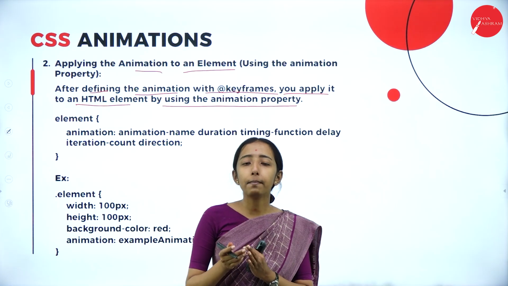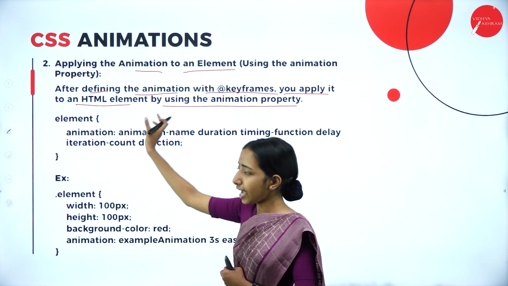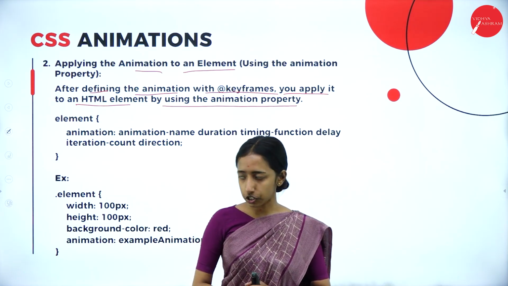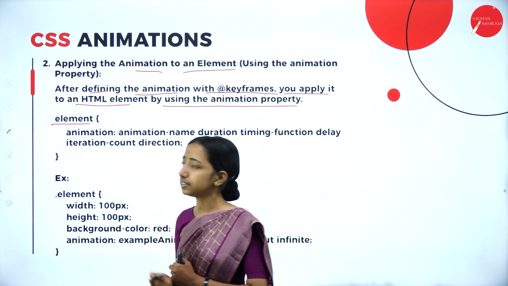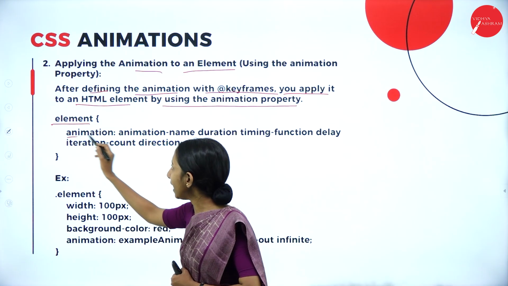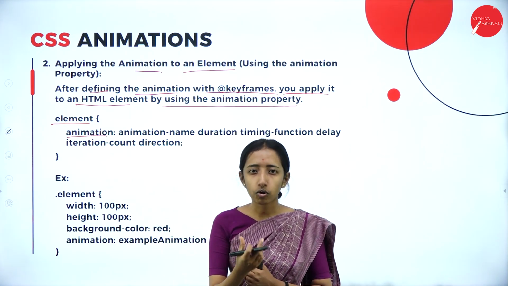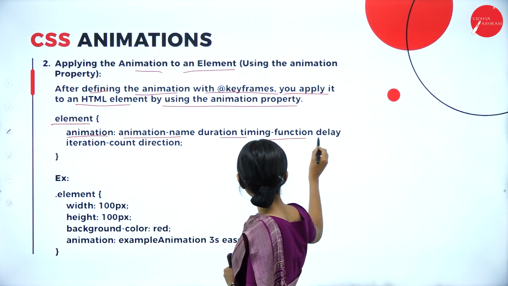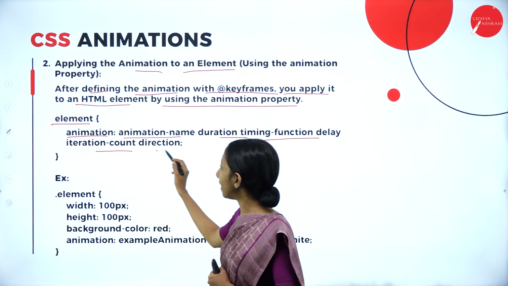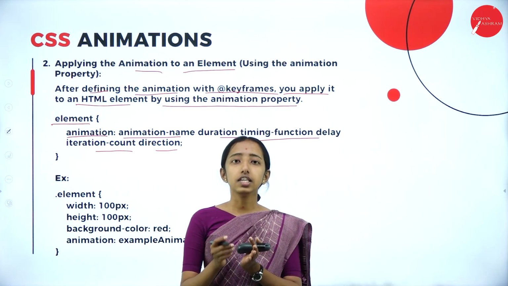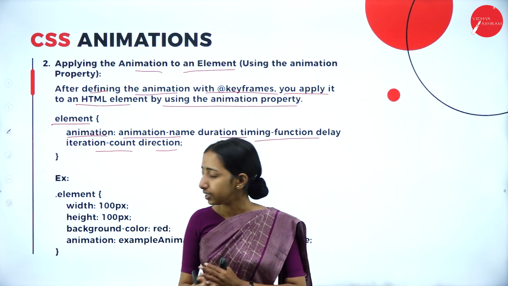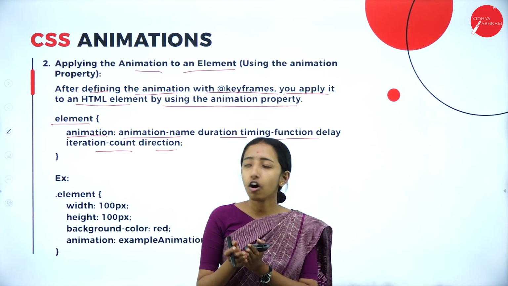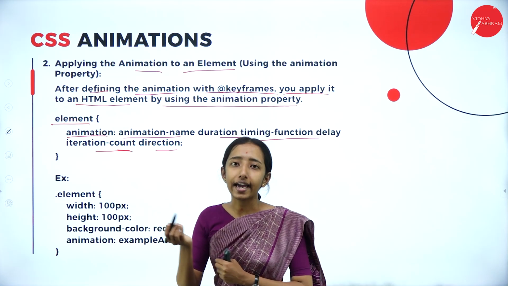So here we will be applying the animation to the HTML element through the properties that are available in animation. Here you can see the element, and animation is the property that we are giving: animation name, duration, timing function, delay, iteration count, and direction. These are the values we can give.